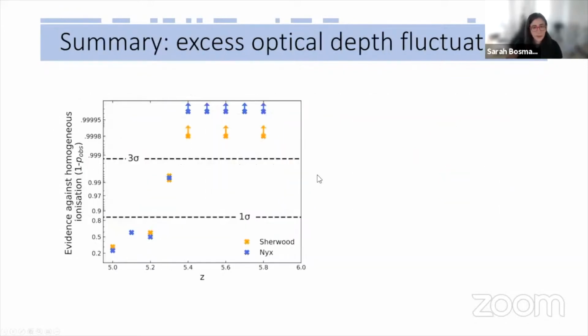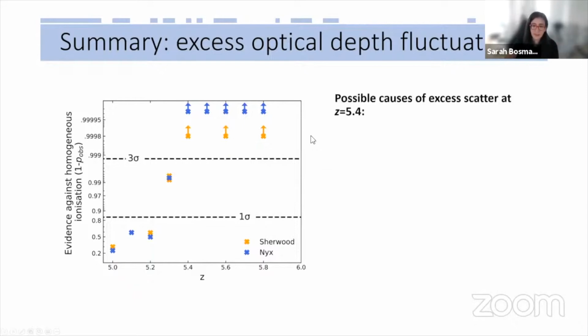All right. So in summary, this plot shows the tension between the homogeneous UVB models and our observations as a function of redshift, with Sherwood and Nyx as the 2 colors. Basically, homogeneous UVB models fit extremely well up to redshift 5.2, which is remarkable considering that Sherwood actually fits the Lyman-alpha forest all the way down to redshift 2 extremely well. And divergences from these simple homogeneous UVB models happen fairly quickly by redshift 5.4.